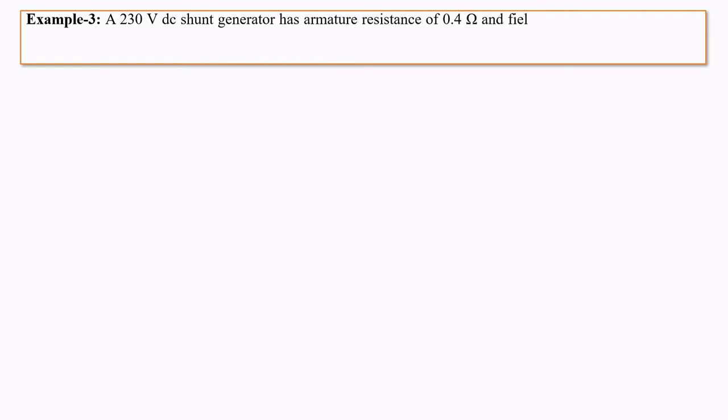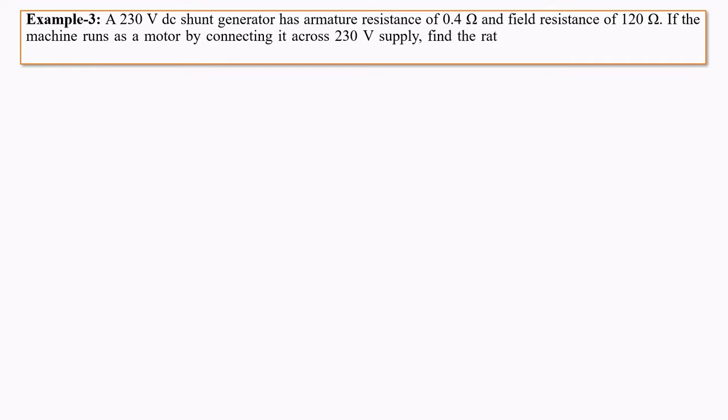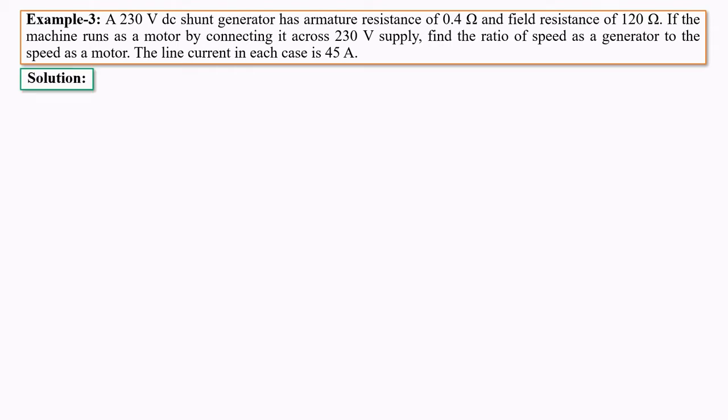Now see the next question. A 230 volt DC shunt generator has an armature resistance of 0.4 ohm and field resistance of 120 ohms. If the machine runs as a motor by connecting it across a 230 volt supply, find the ratio of the speed as a generator to the speed as a motor. The line current in each case is 45 ampere. So let's see the solution.